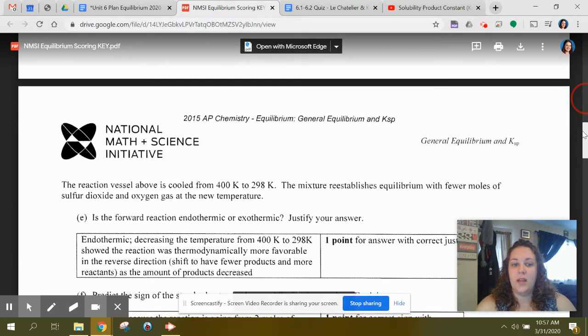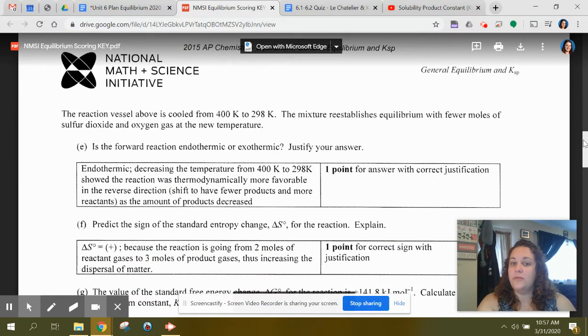Okay. The reaction vessel above is cooled from 400 to 298 Kelvin. The mixture reestablishes equilibrium, but now with less moles of product. So we decrease temperature and we get less product. What does that tell us about this reaction being endothermic or exothermic? If we decrease temperature and that makes less product, that means decreasing temperature shifted this reaction to the reactant side. So it shifted it left, or in the reverse direction.